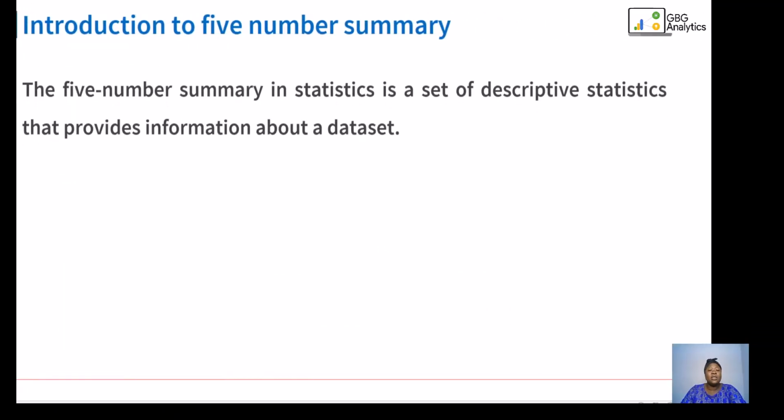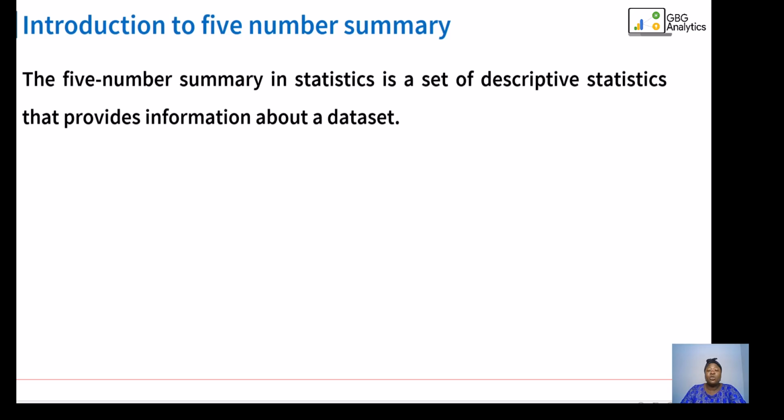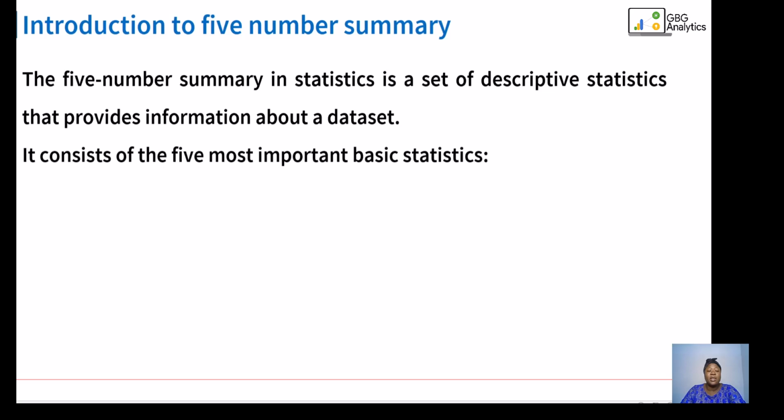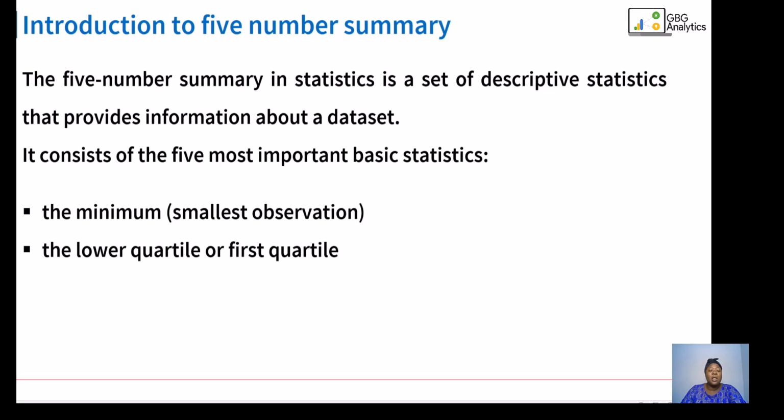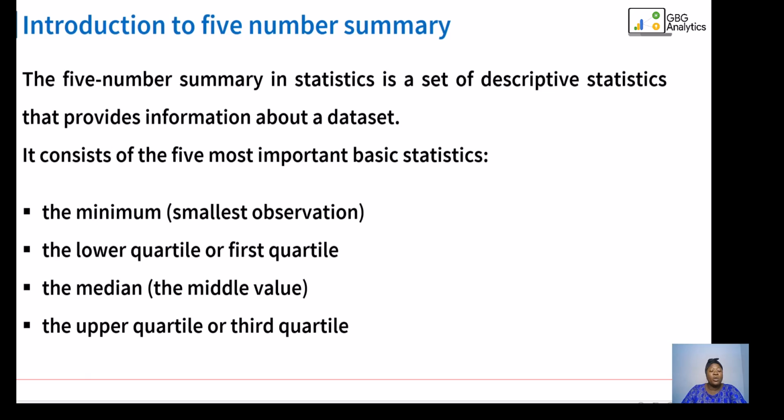So what is the five number summary? The five number summary in statistics is a set of descriptive statistics that provides information about a data set. It consists of the minimum value, which is the smallest observation, the lowest quartile, which is the first quartile, the median, which is the middle value, the upper quartile or the third quartile, and lastly, the maximum, which is the largest observational value.